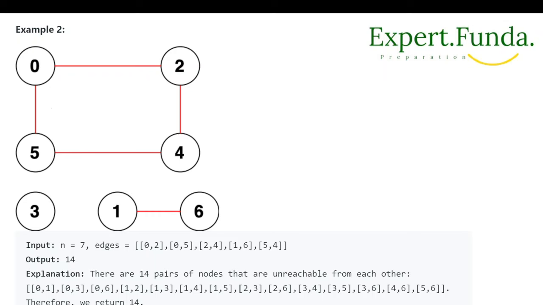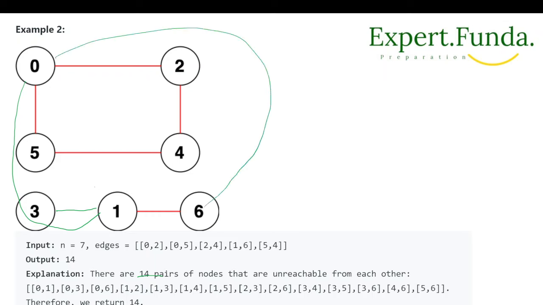First of all, it is saying that there are 14 pairs, so 14 pairs are unreachable from each other. What are those pairs? There should be one connection from 0 to 1. Let's suppose I connect here, or you can connect from here also. Next one we have 0 to 6. This connection should be between 0 and 6.